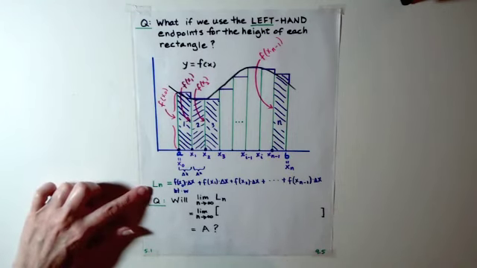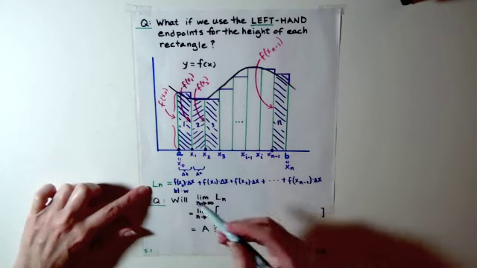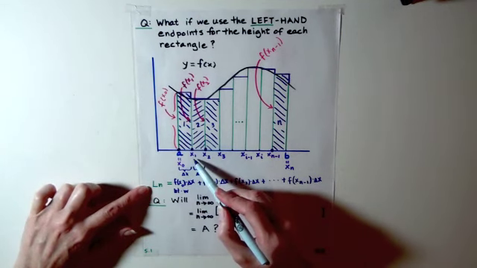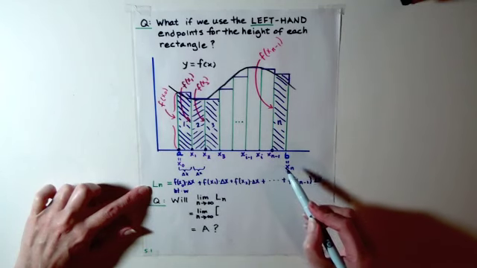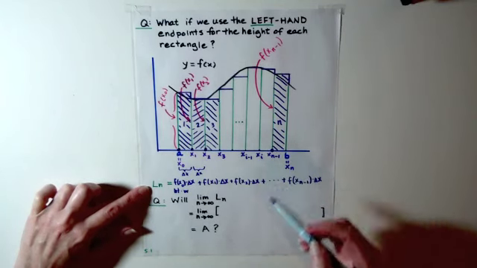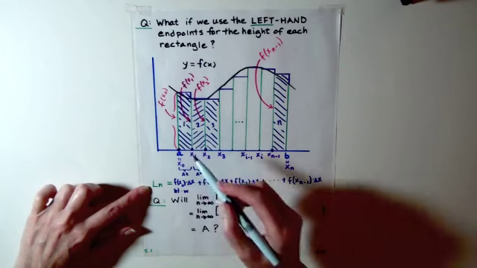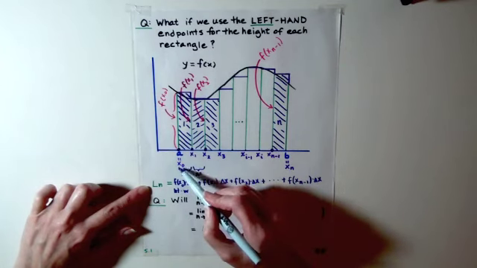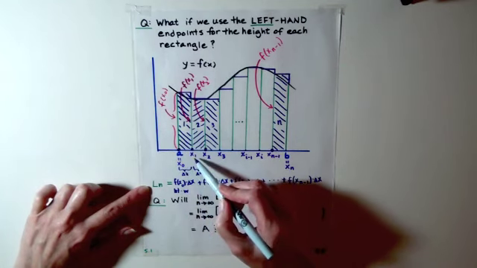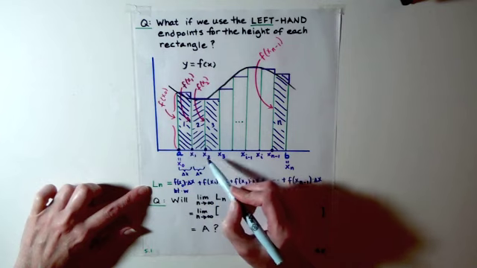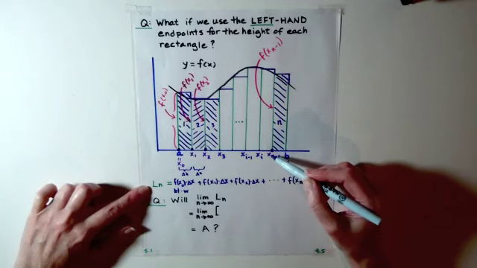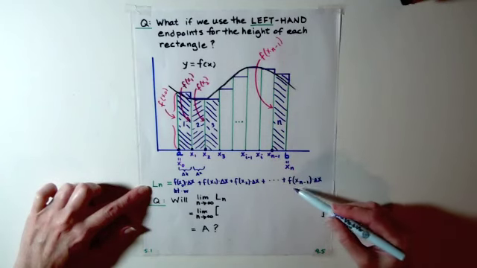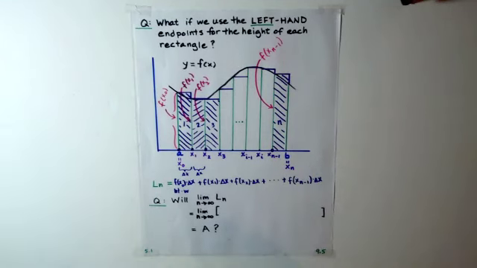So for r sub n, the right-hand endpoints, we started with f of x1. The next rectangle had a height of f of x2 and so on all the way up to f of xn. But for the left-hand endpoints, we start at x sub 0, then we do f of x sub 1, f of x sub 2, and so on, and we stop one to the left at xn minus 1. So we had an f of xn minus 1 there.